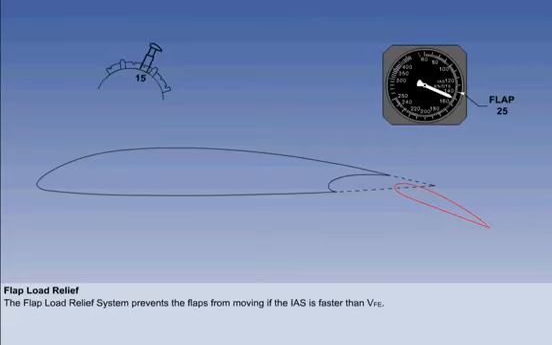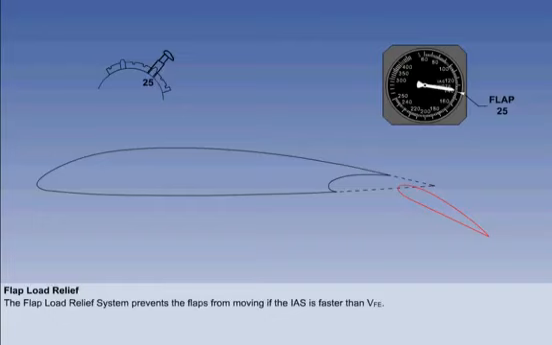In this example, flaps 25 has been selected at too high an indicated airspeed. In other words, above VFE for flaps 25. The flap load relief system prevents the flaps from moving. The aircraft is now slowed to VFE for flaps 25, and the flaps move down to 25 degrees.